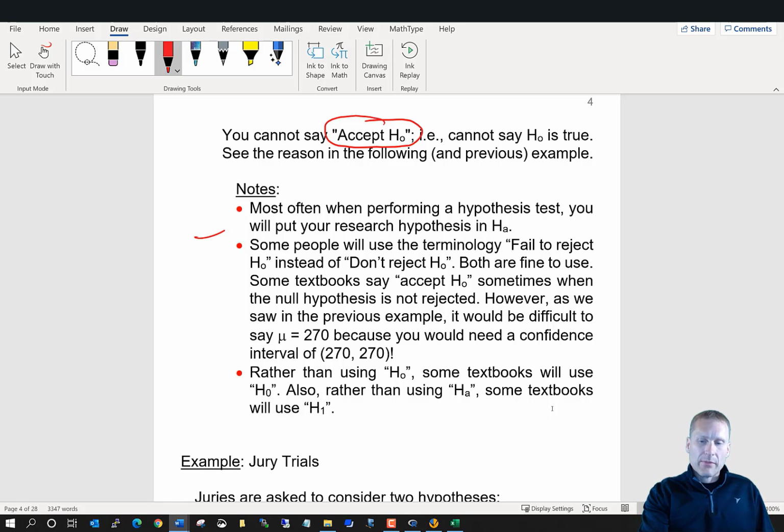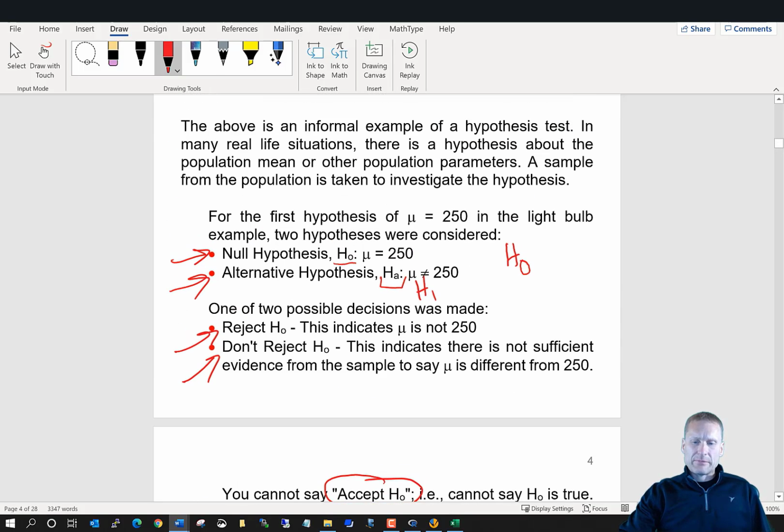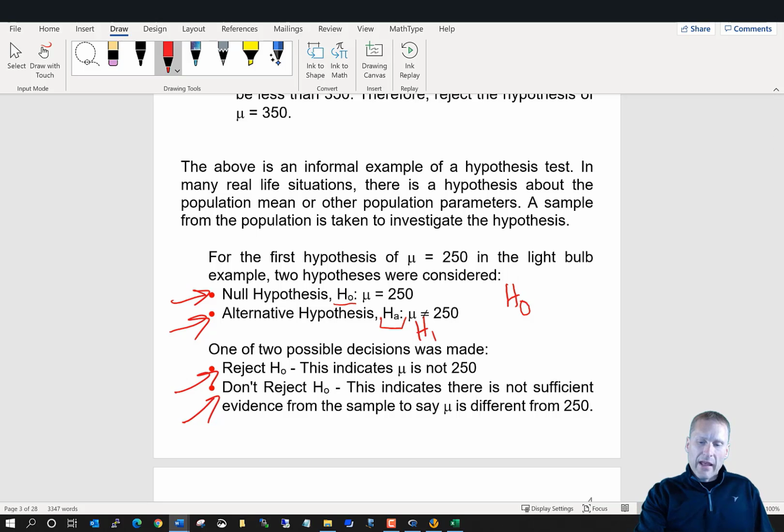Now, some notes. Most often when performing hypothesis tests, you will always put your research hypothesis in HA. Let's think about why. Notice that I was able to show through a confidence interval that mu is not equal to 250, or whatever our hypothesized value was for a particular example here. I was able to show that there was evidence that HA is true for my sample. However, I was never able to show that mu was equal to 250, even if the interval contained 250.